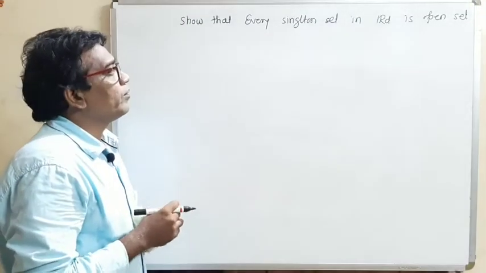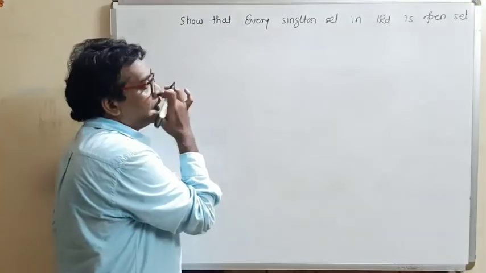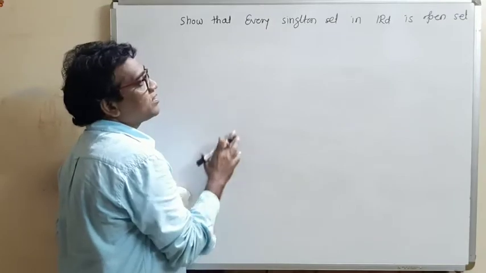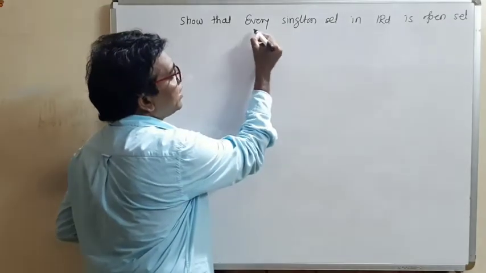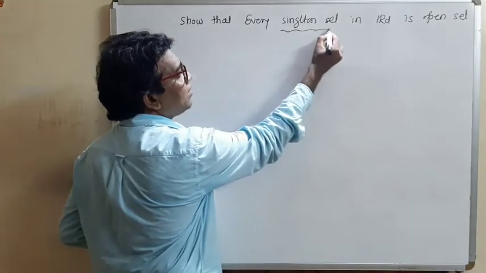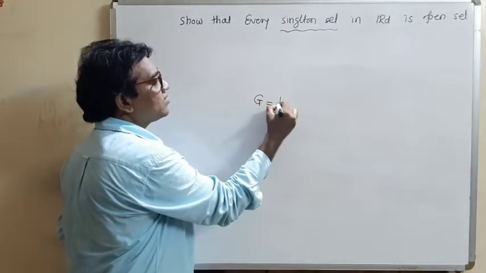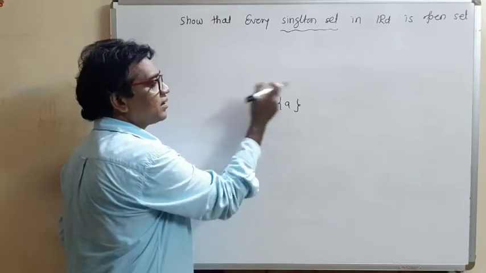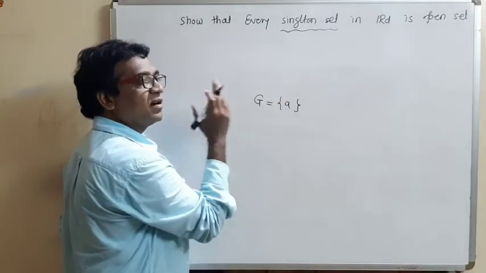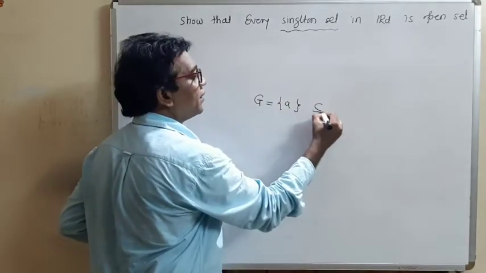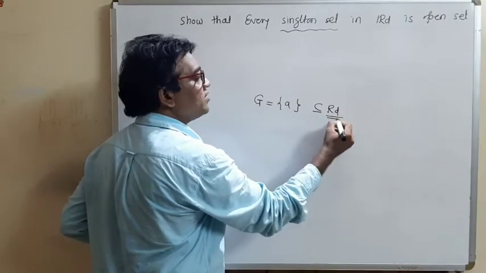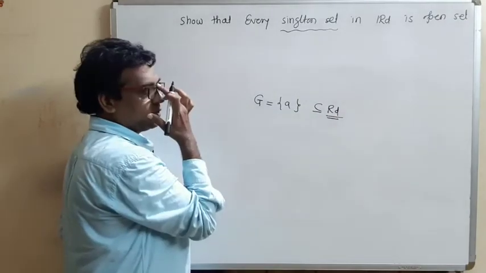Now see, in this example what is given? We are given every singleton set. So let us take some singleton set. Suppose G is equal to the singleton {a}. Consider this as a singleton set in R_d. R_d means a discrete metric space.